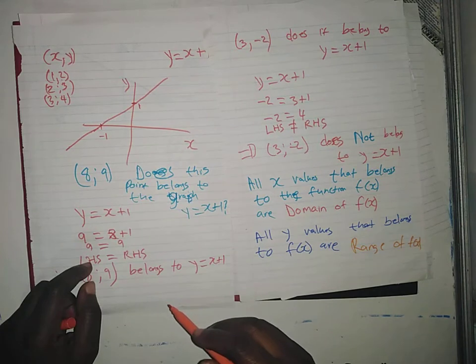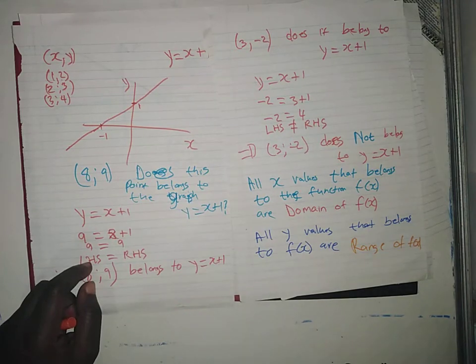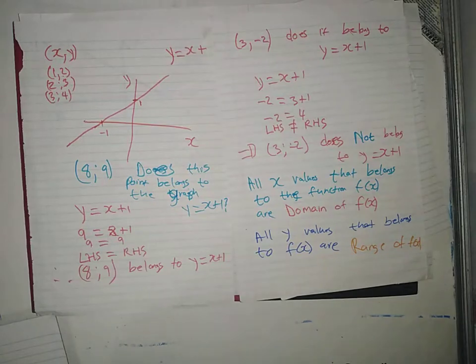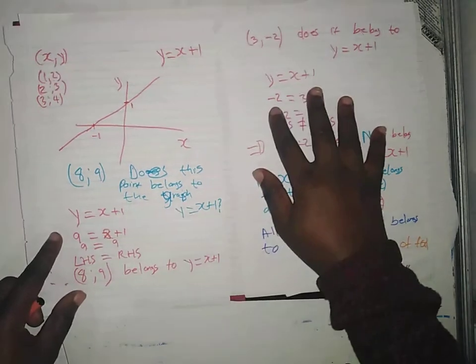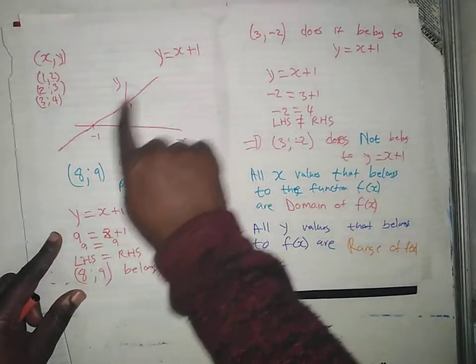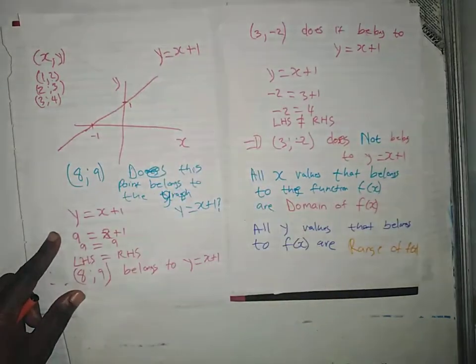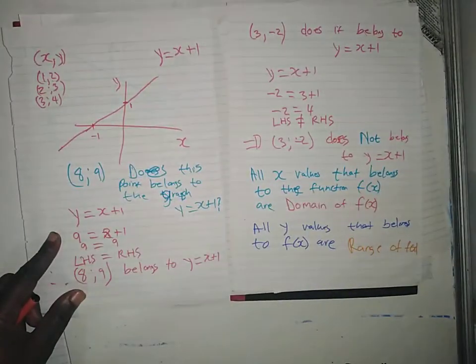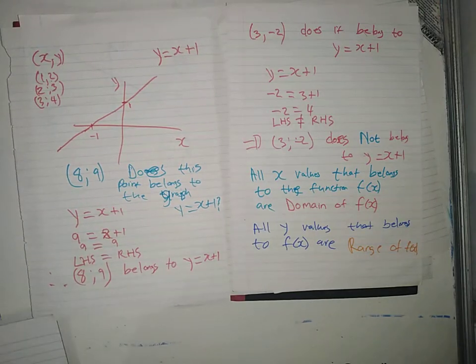So basically what we should do is, let's say we want a domain. Let's first say we want a domain of this graph, y is equal to x plus 1, and this is the graph of x plus 1.